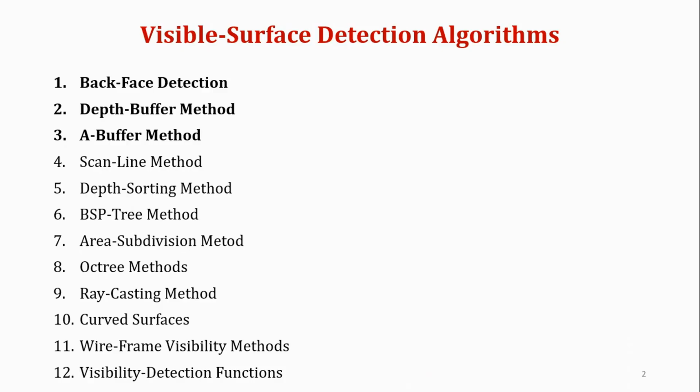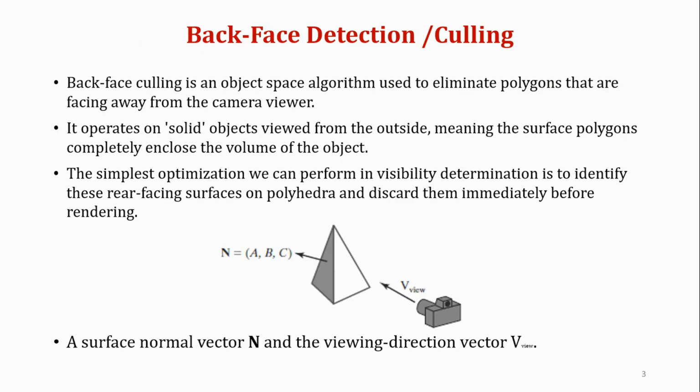There are 12 plus visible surface reduction algorithms available in this module. In this session, we will be discussing the first three algorithms: back-face reduction, the depth buffer method, and the A buffer method. By the end of this lesson, you will understand how these algorithms improve the rendering of objects in a computer system.